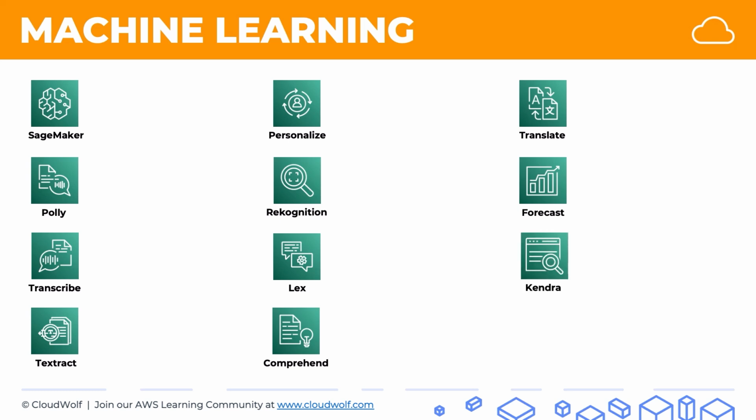Kendra, one of those that you will need to remember what it does. Basically, think of it as like Google, but for your company. So if you have a database of information in your company, like about internal services and processes, your culture and values, there might be some handbooks, some databases, basically lots of sources of information about how your company operates.